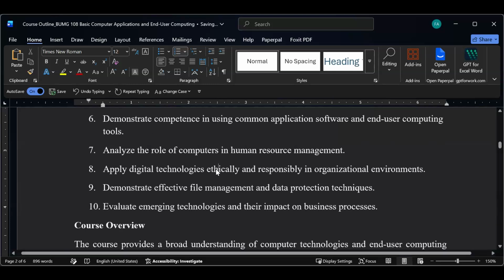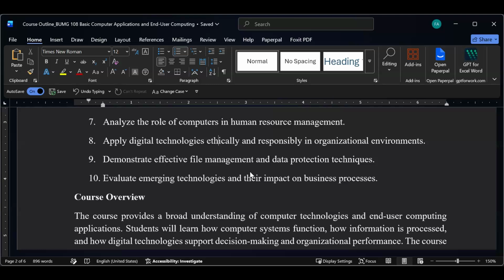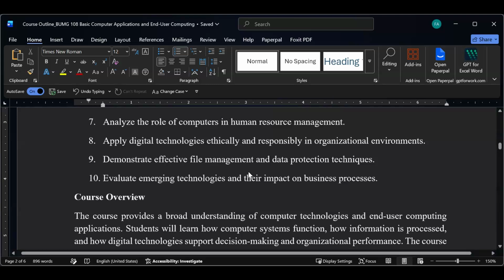But our interest is that you have to use it ethically and responsibly, especially in our organizational settings and organizational environment. As human resources, you will be in charge of managing the people in the organization. So if you yourself are not using it ethically, it will be difficult to implement ethical and responsible use of these digital technologies.